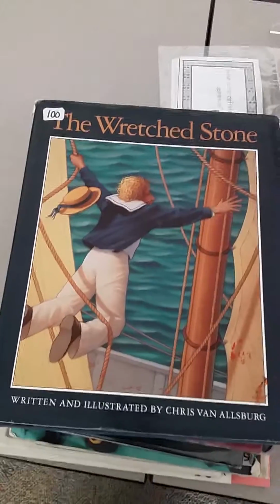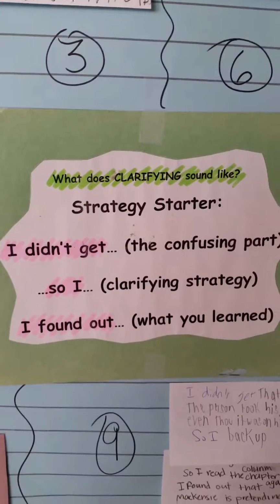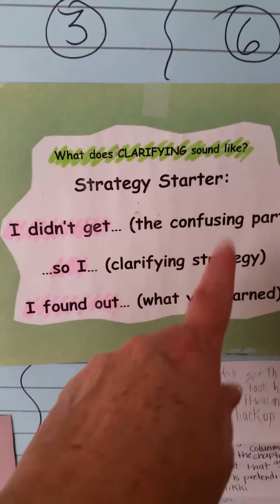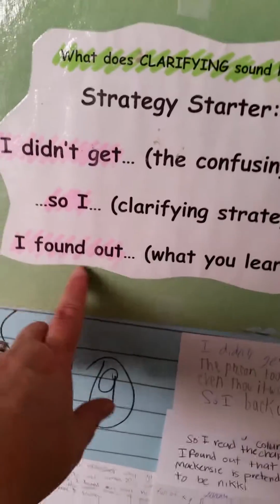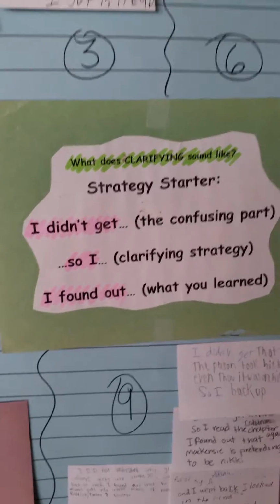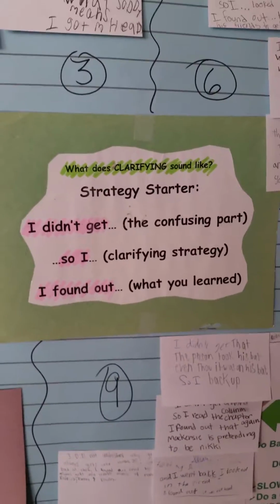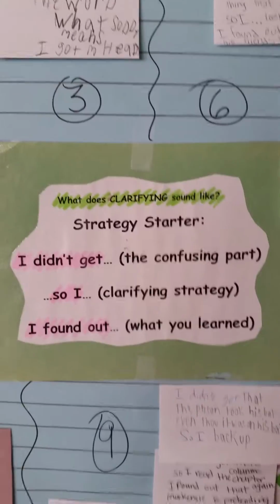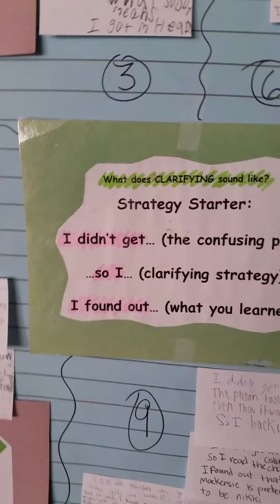Then I have the students read a book of their choice, and I give them an index card. And they have to respond to this sentence starter: I didn't get blank. What were they confused by? And they have to say what clarifying strategy they used. And if they have time, I like them to write what they find out. But that's not really the point of the activity. The point is, can they identify a confusing part, and can they choose a clarifying strategy?